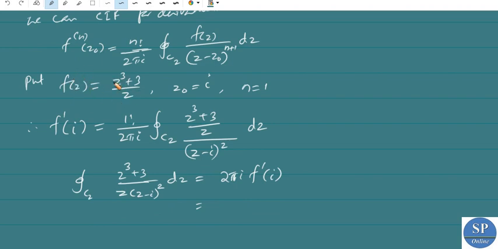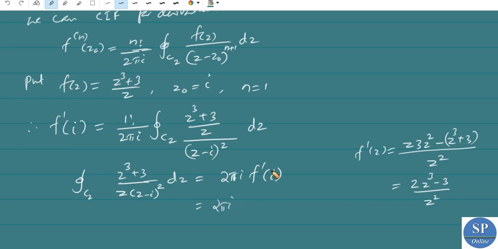Since f of z is equal to this, we have f dash of z by the quotient rule: z into the derivative of z cube plus 3, that is 3z square, minus z cube plus 3 into the derivative of z, 1, divided by z square. So this is 3z cube minus z cube minus 3, that is 2z cube minus 3 divided by z square. Therefore 2 pi i into f dash of i is nothing but 2 pi i into 2 i cube minus 3 divided by i square.